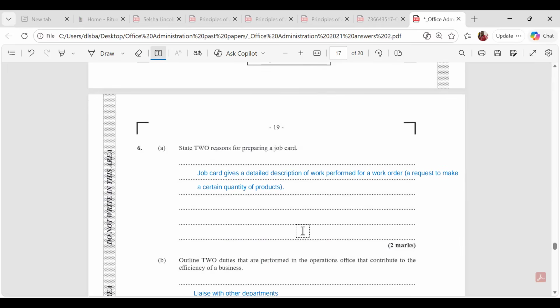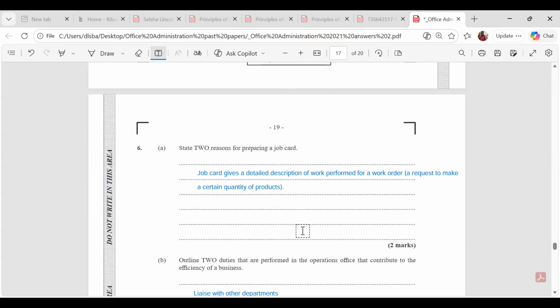And they ask for two reasons for preparing a job card. So it's the job card, you'll see how much work was performed, how much work was done, and you'll see how much work still needs to be done.